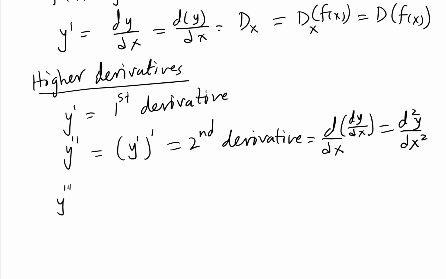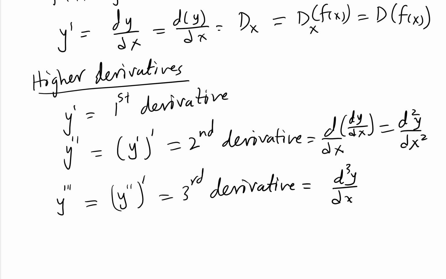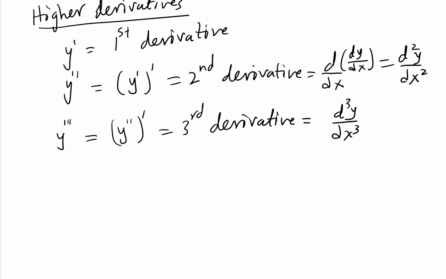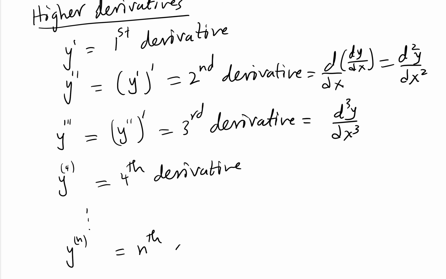For the third derivative, it's the derivative of the second. That's called the third derivative. Notation-wise it is d cubed y dx cubed. Then the fourth derivative. This can go on and on until the nth derivative.